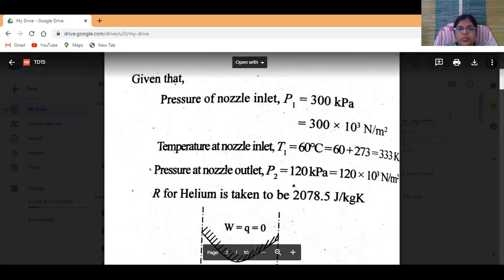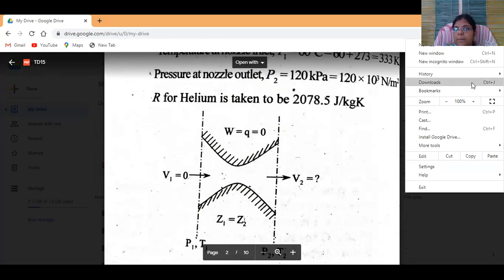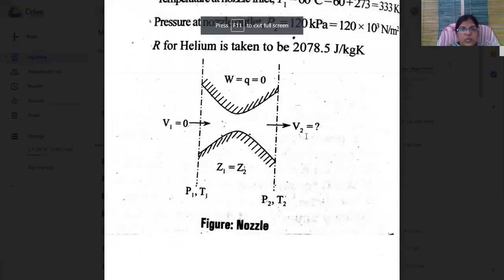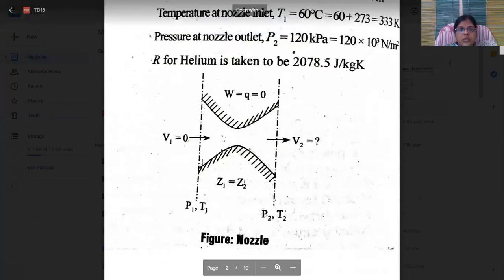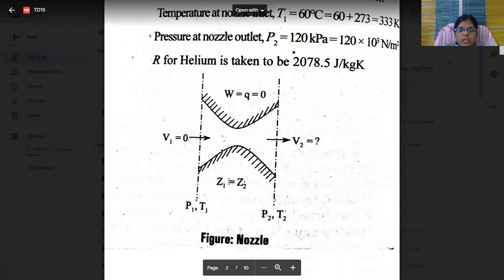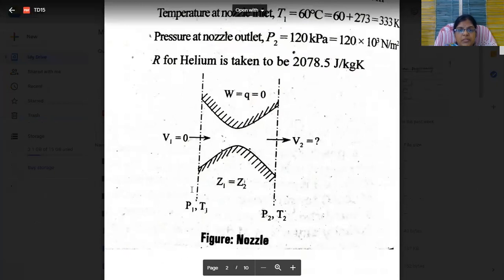This is the figure of the nozzle. In this nozzle, this is the entry point, this is the exit point. There is no work done and heat transfer. And there is no elevation change, so potential energy is the same, Z1 is equal to Z2. P1 and T1 at the entry point, P2 and T2 at the exit point.